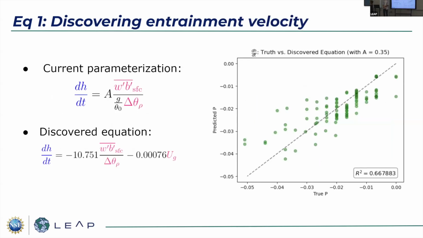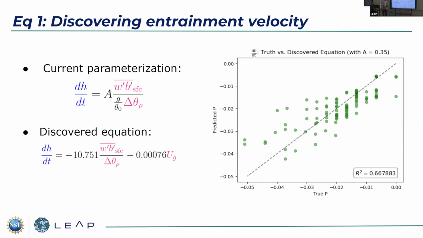And so the equation that we wanted to discover or rediscover is this top one over here, DHDT equals A, which based off of theory is like around 0.2, and based off of observational data is closer to like 0.4, 0.43, times a bunch of this G and this theta naught, which is a bunch of constants, times this ratio. The numerator is the buoyancy flux at the surface, and the bottom is the change in potential temperature in the inversion layer.